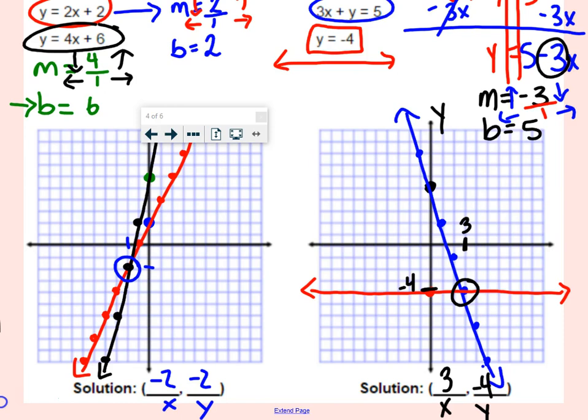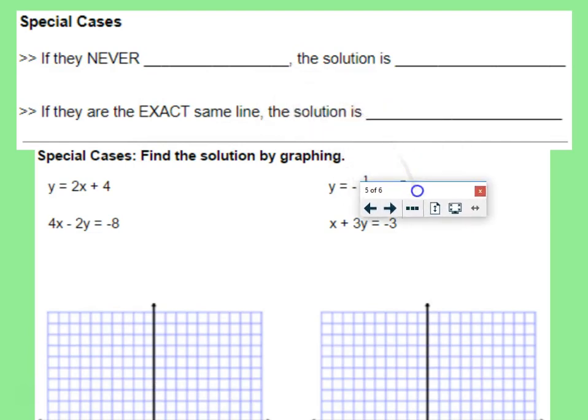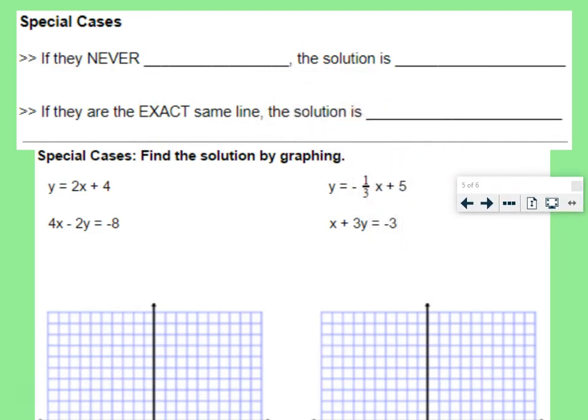Alright, if you flip over your paper, we just have one last little thing to cover here. Special cases. We do have special cases for systems of linear equations, because what if the two lines never cross each other? What happens then? Well, then the solution is no solution. If they don't cross, then they can't have a solution.